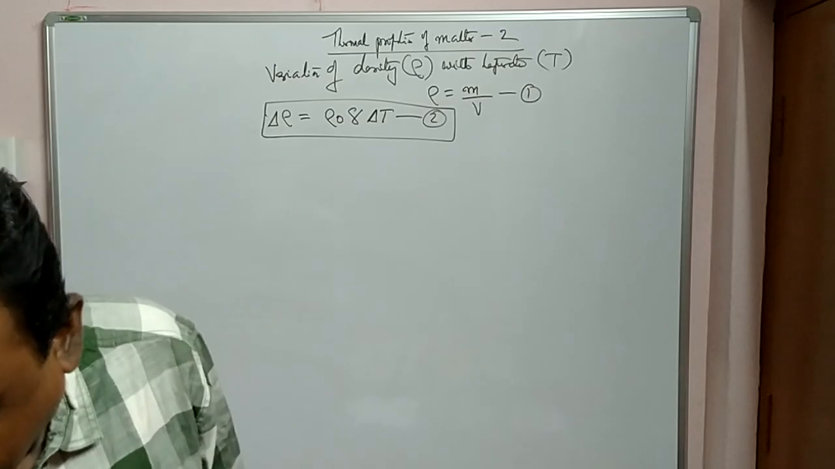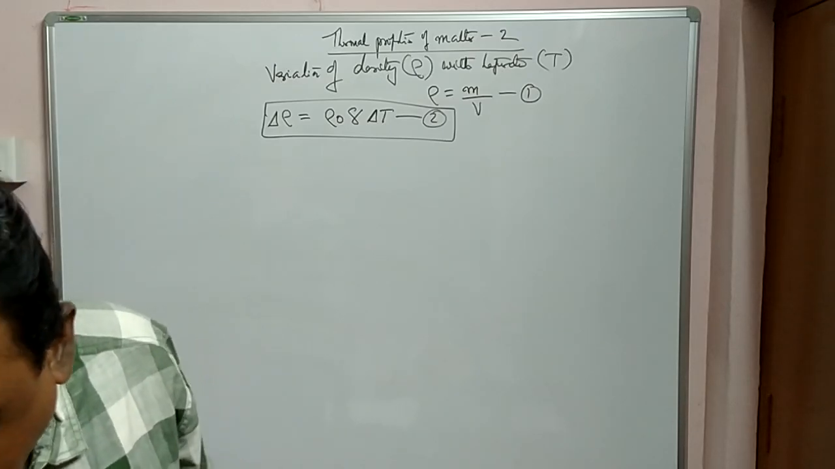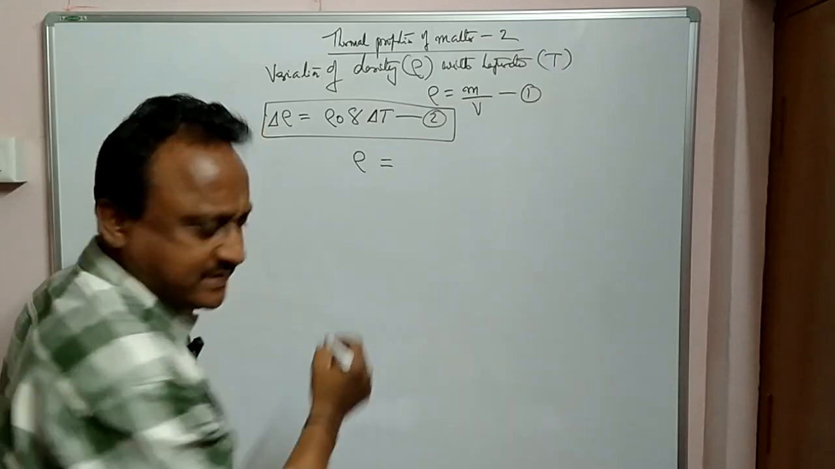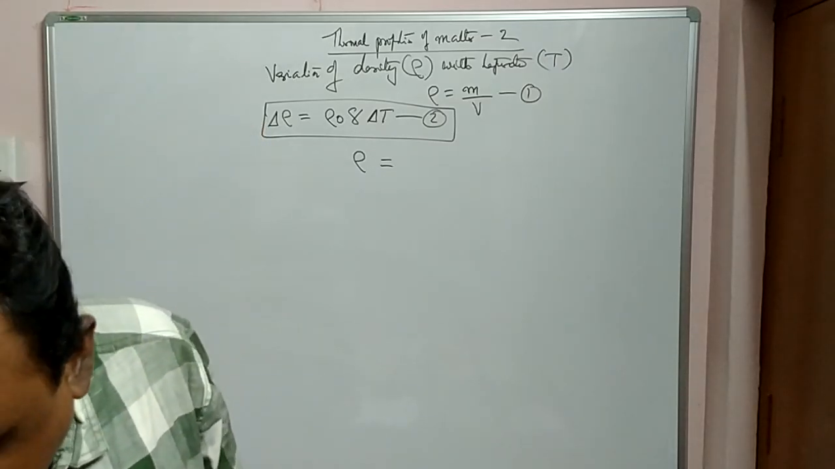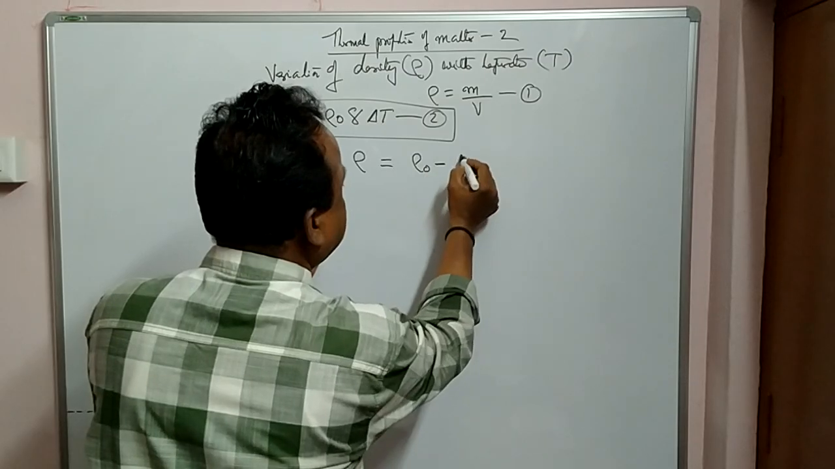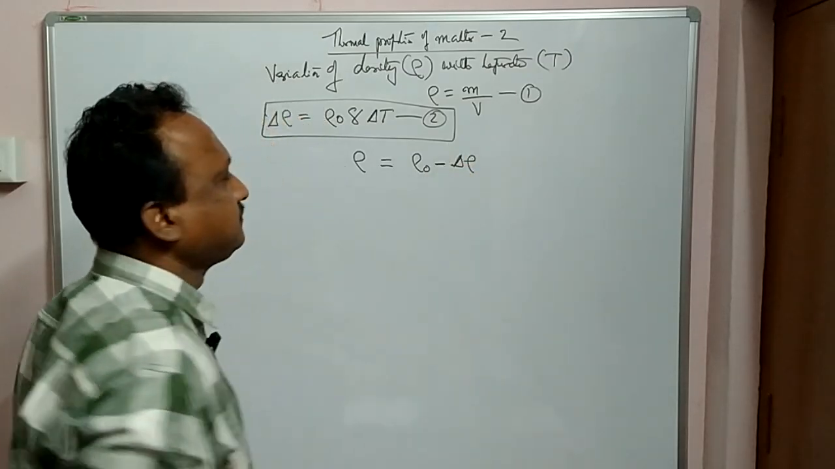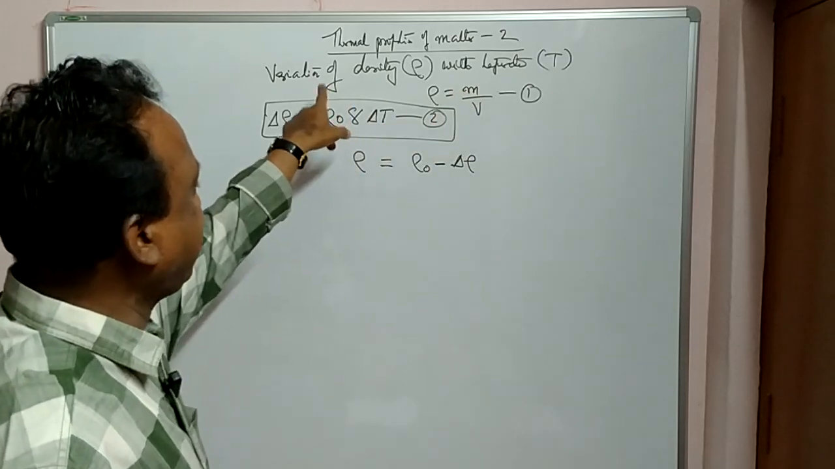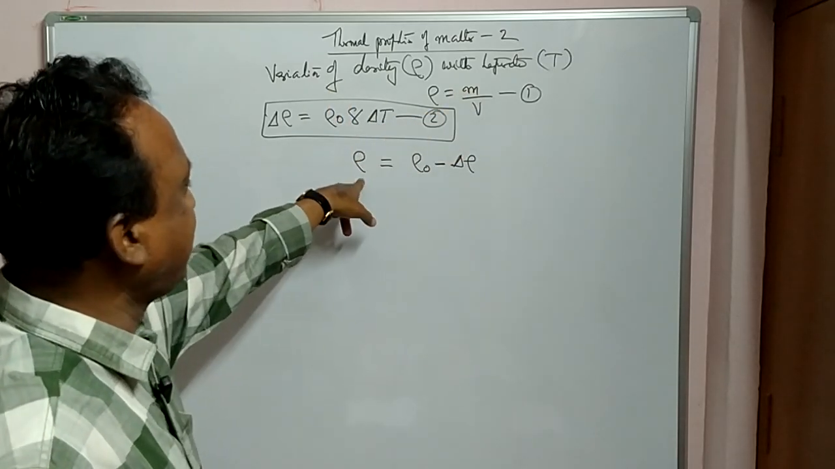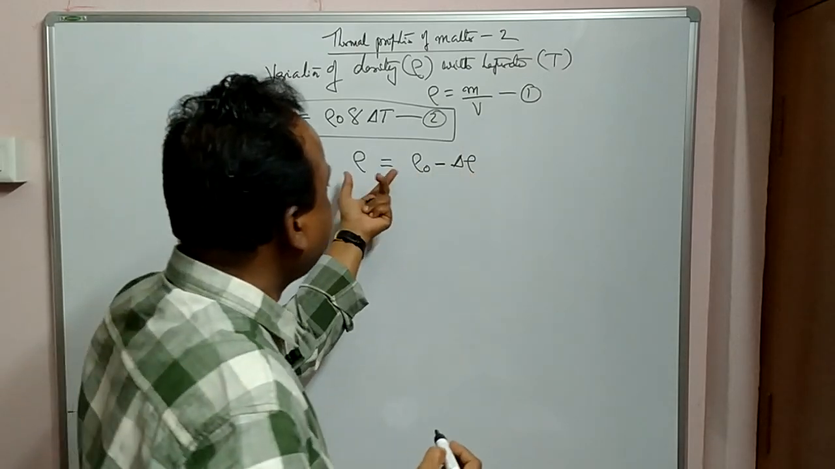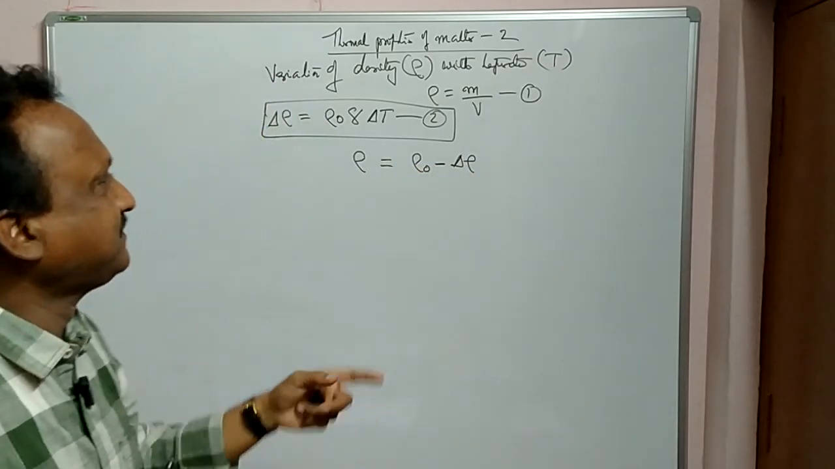Here you can simply write rho is equal to, see here what happens, rho is density, that means the new density is equal to rho 0 minus delta rho. What happens here? When you increase the temperature, you can see initial minus something, that means density is decreasing here.